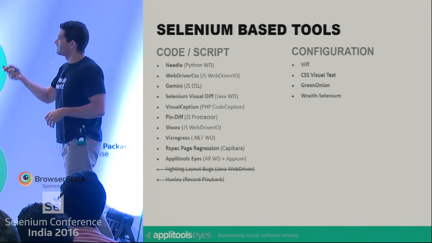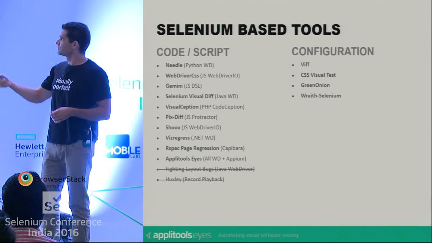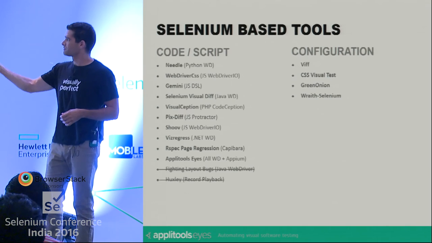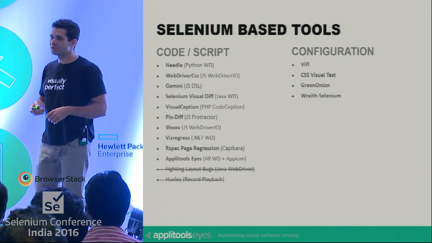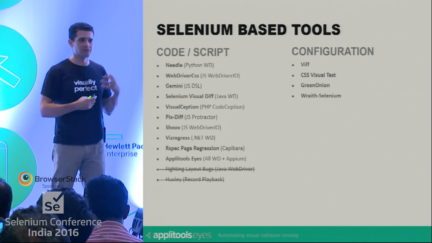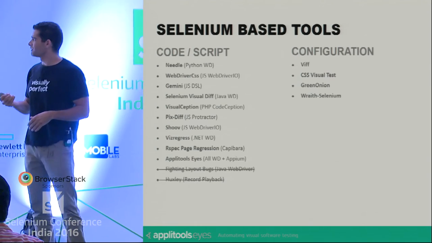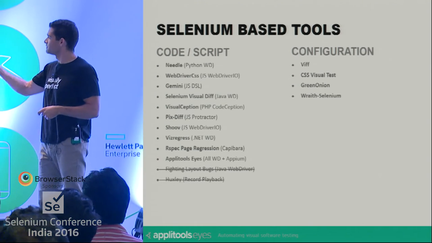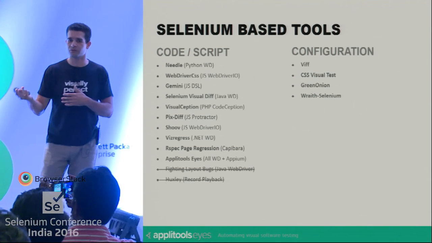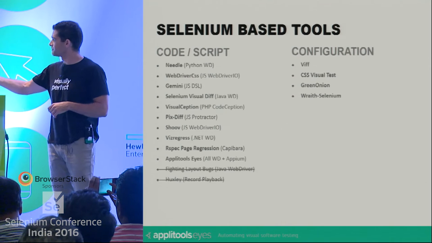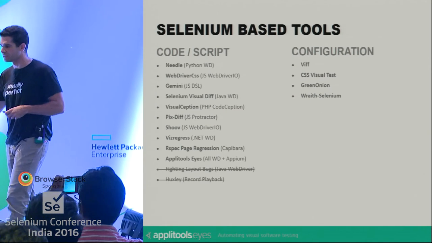On this slide, you can see a list of some of the Selenium tools that are available. First of all, you can see that the majority of them are code-based rather than configuration-based. You can see that for almost every language binding, there is a visual test automation tool that can be used to augment it. And the third thing to notice is that none of these tools would work with native applications, only for web applications, except for AppliTools Eyes that can verify any application that Appium can automate.